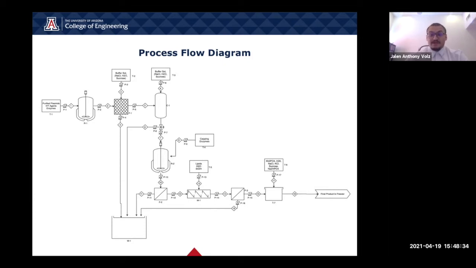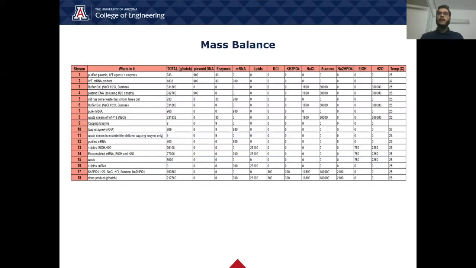The information for these labeled stream numbers can be found in our mass and energy balances, which Andrew will go over next. Thank you, Jalen. I will now be covering the mass balances for our plant. So, as you can see on the left-hand side of the table, the streams are numbered according to the stream numbering on the process flow diagram from the previous slide.